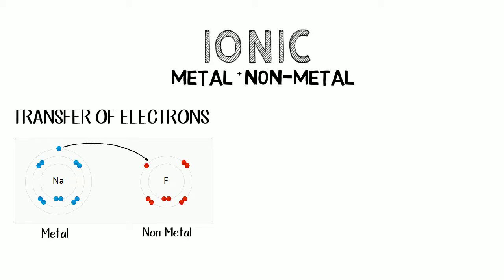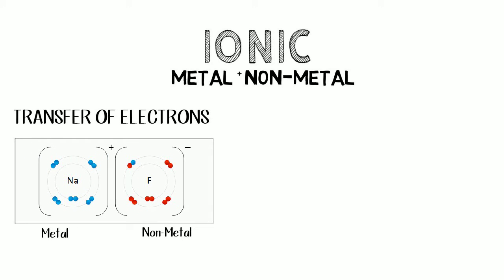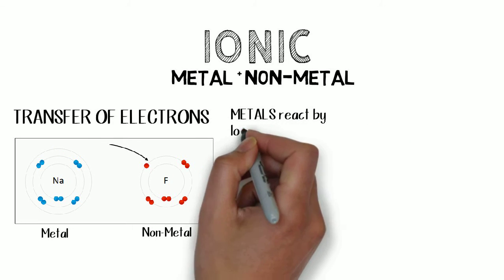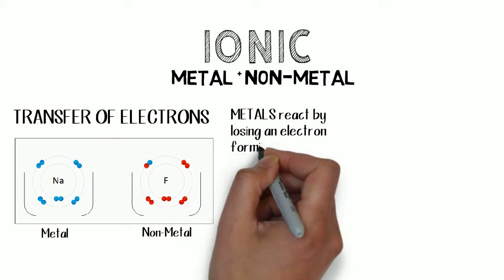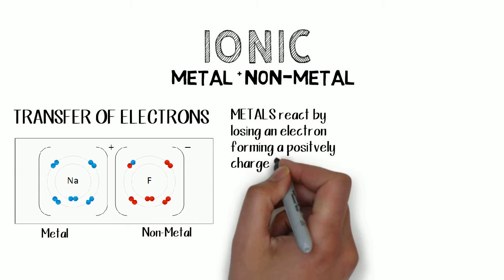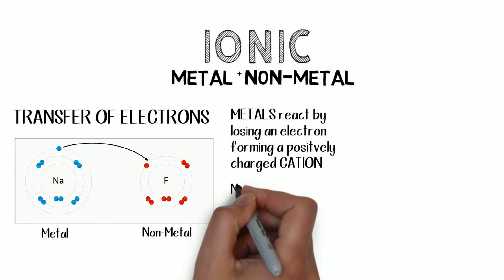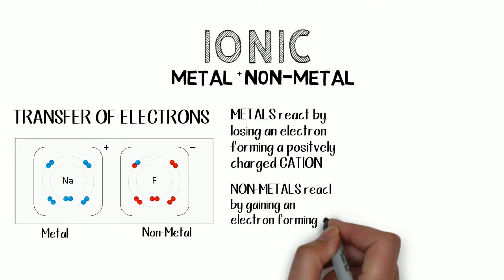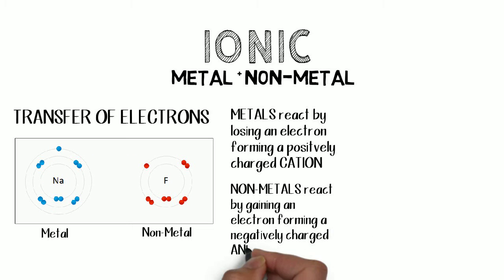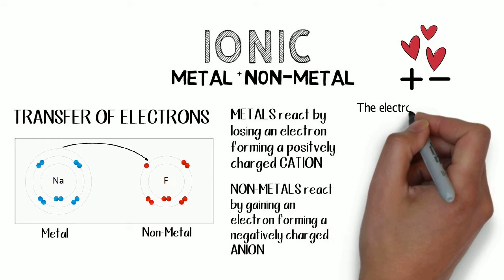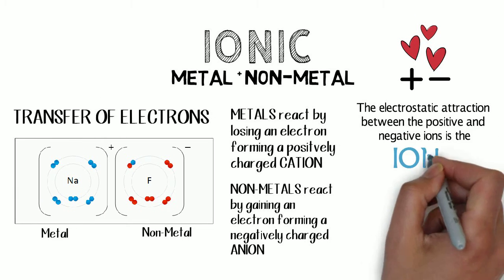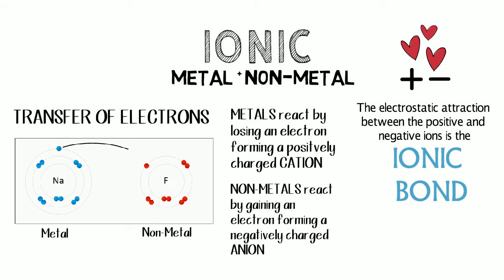If we look at this small video, you can see that sodium donated its electron to fluorine, forming two oppositely charged ions. So in fact, what usually happens is the metals will react by losing an electron to form a positive cation, whereas the non-metal will react by gaining that electron, forming a negatively charged anion. The electrostatic attraction between the oppositely charged ions that form is what forms the ionic bond.